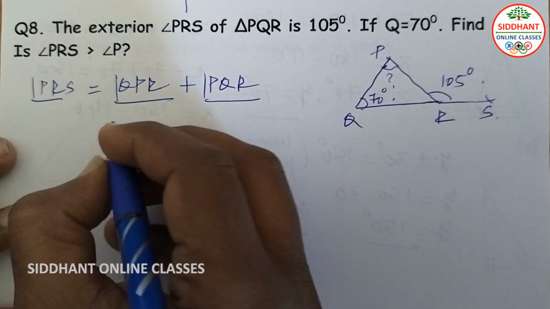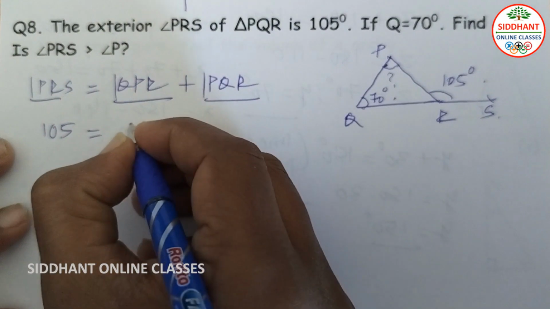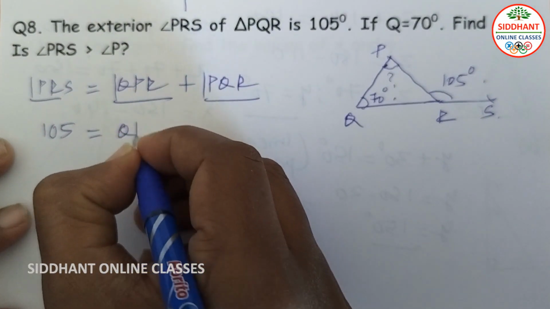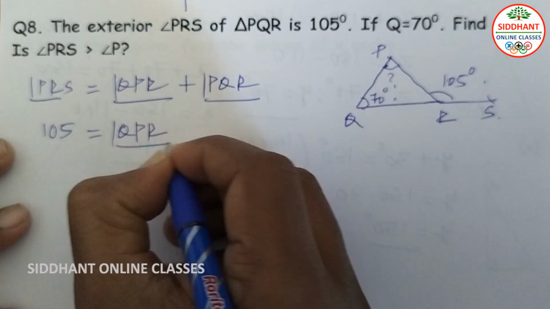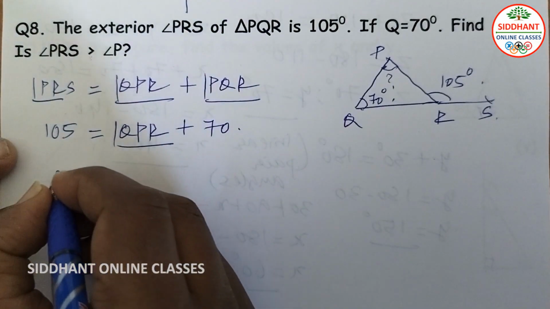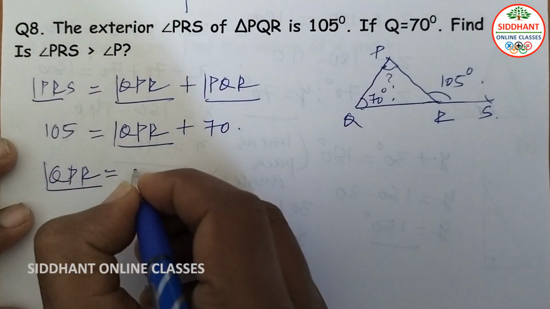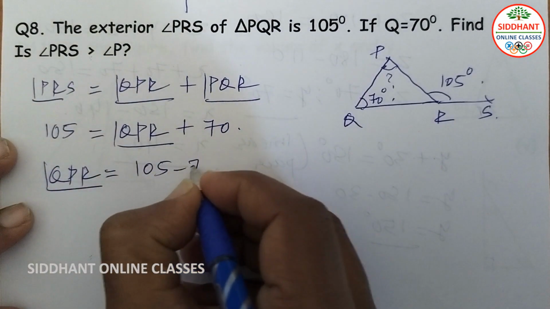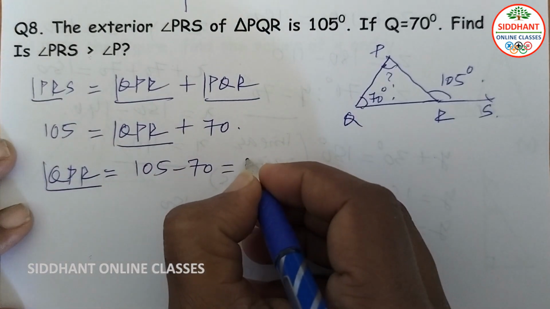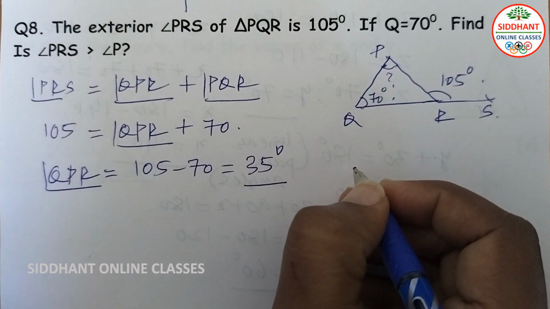So PRS we know is 105, and QPR we are going to find out, and PQR is given, that is 70 degrees. Then QPR is equal to 105 minus 70, so that will be 35 degrees.